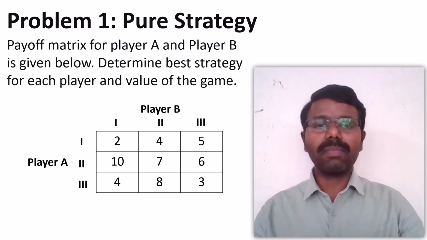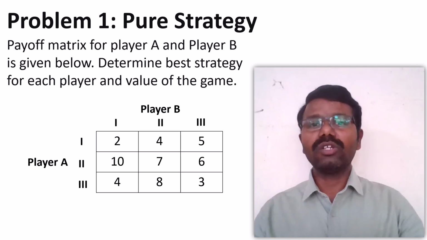It says that if both of them select the first strategy, player B needs to give 2 rupees to player A. Here all the values are positive. That means the entire matrix shows the relation between player A and player B. All values are positive, so player B will be giving money to player A. So which strategy is the best for player A and player B, such that it becomes optimum? That is what we are going to see.